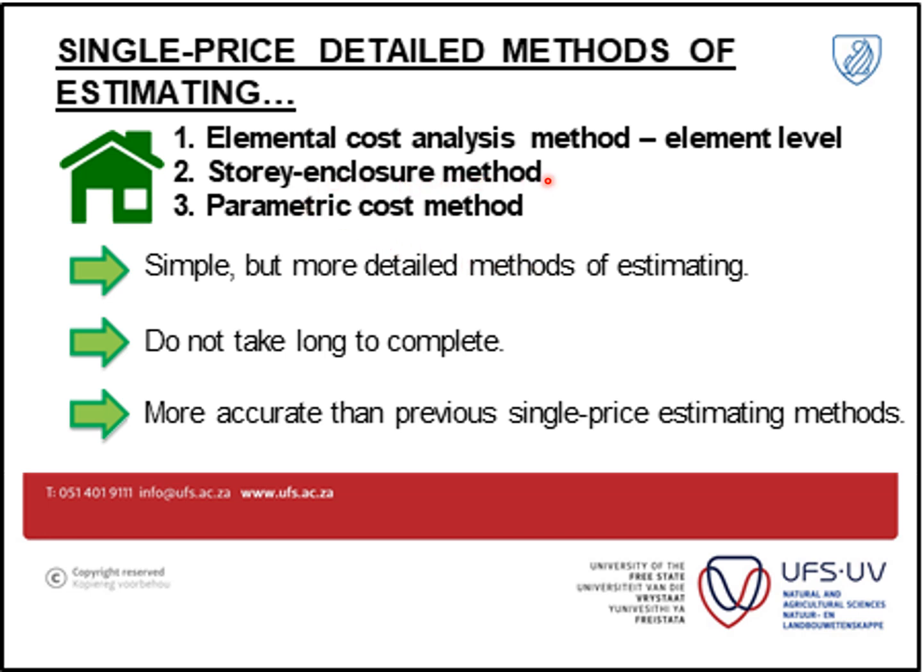So your storey enclosure method is the second one that we're going to look at. This is a bit more complicated one, where we're going to look at the factors and so on when we do these calculations. And then the last one is the parametric cost method, which I usually call the get out of jail free card, whenever we're pressed for time and we have to get a quick estimation out. So these methods are still quite simple, but more detailed methods of estimation than the previous ones. It doesn't take long to complete, and is more accurate than the previous single price estimation methods.